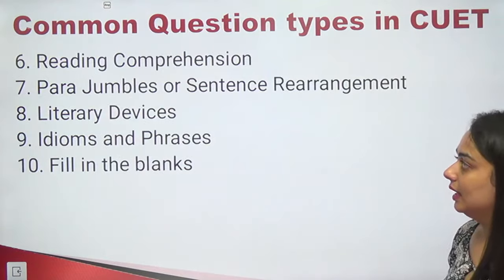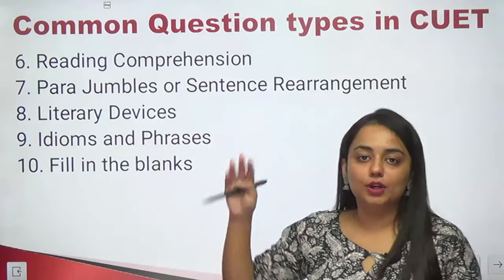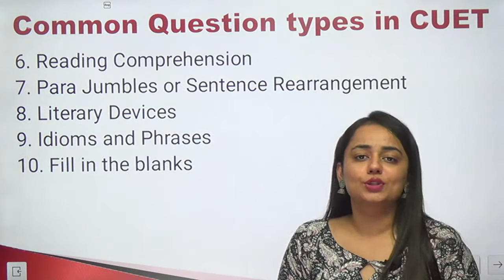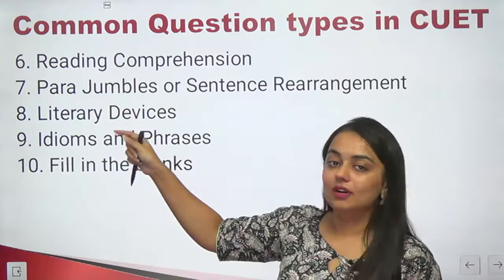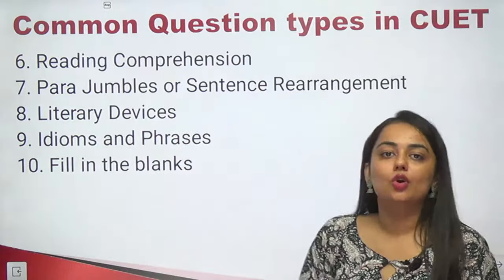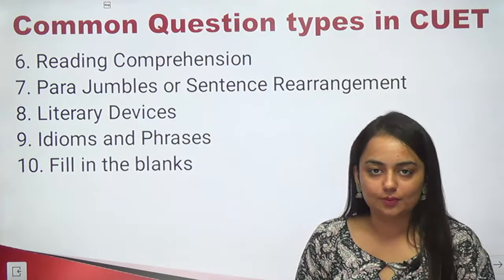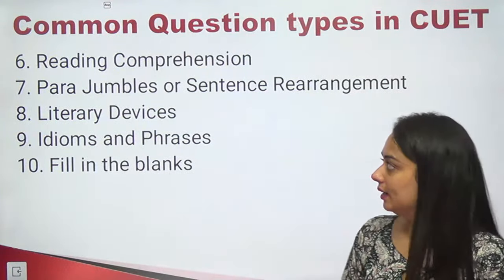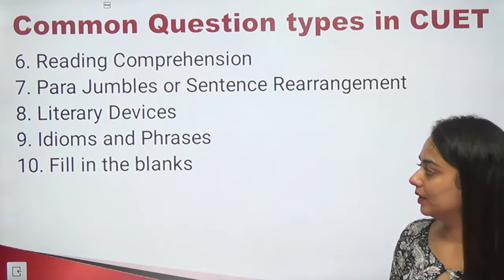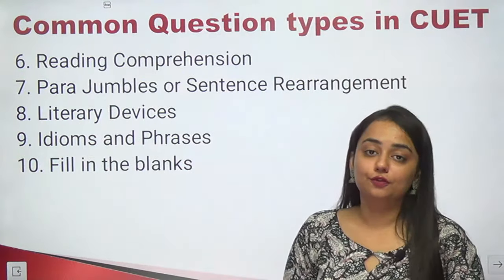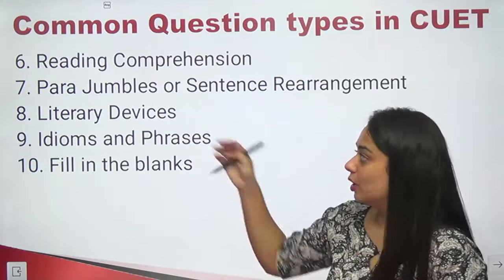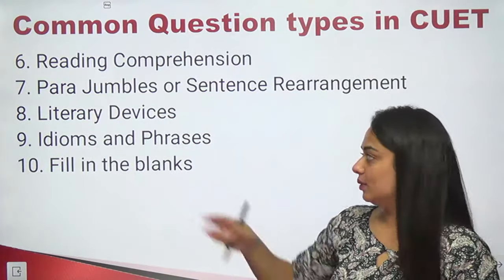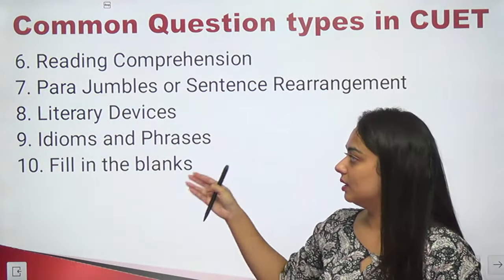Then there had been questions from reading comprehension. We got to know that there were 3 reading comprehensions with 5 to 6 questions each. Questions were also from para-jumbles, which are also known as sentence rearrangement. This is the one topic that we are going to take today. We will further understand what is under sentence rearrangement. There were questions from literary devices. We've done this topic also. You can go back to that video and see what literary devices or literary terms are.